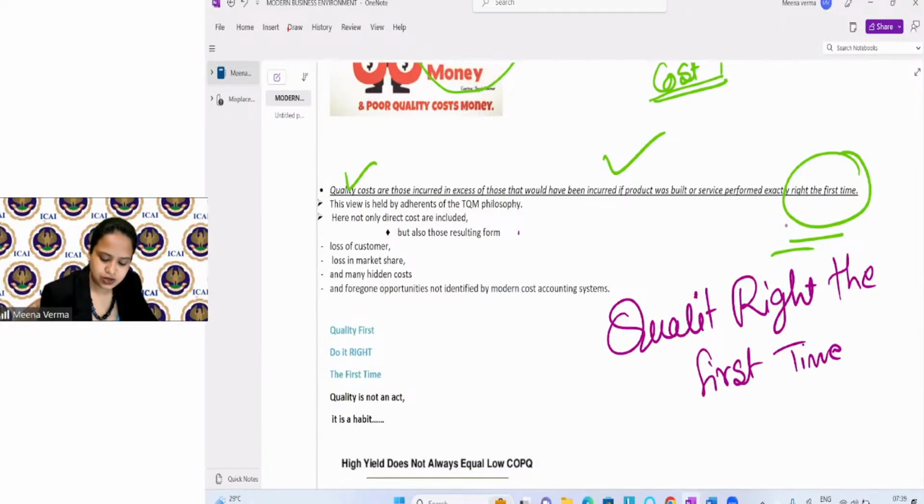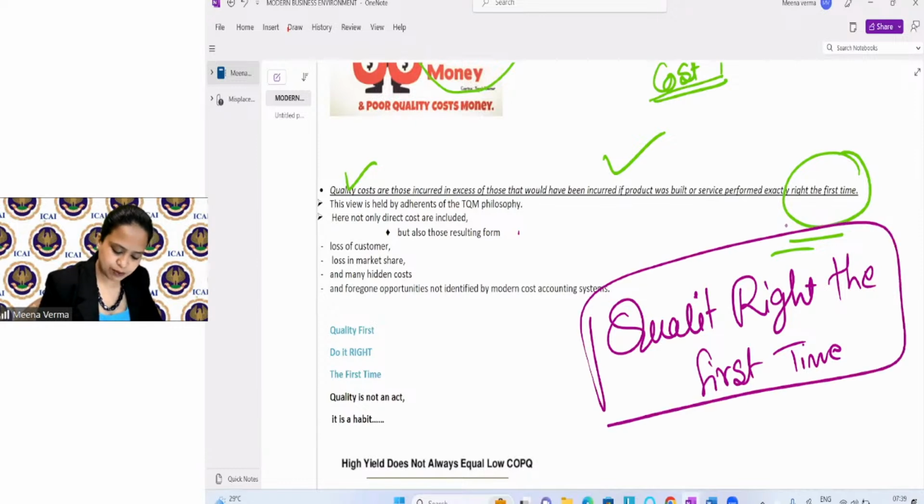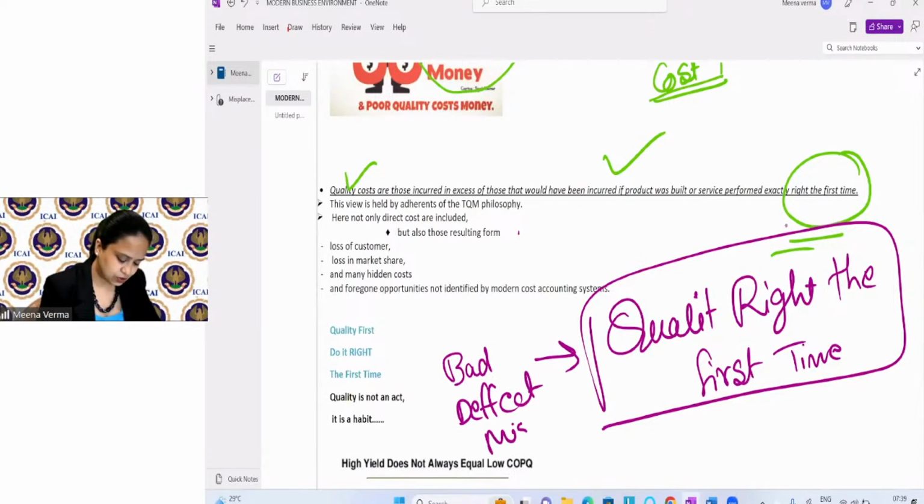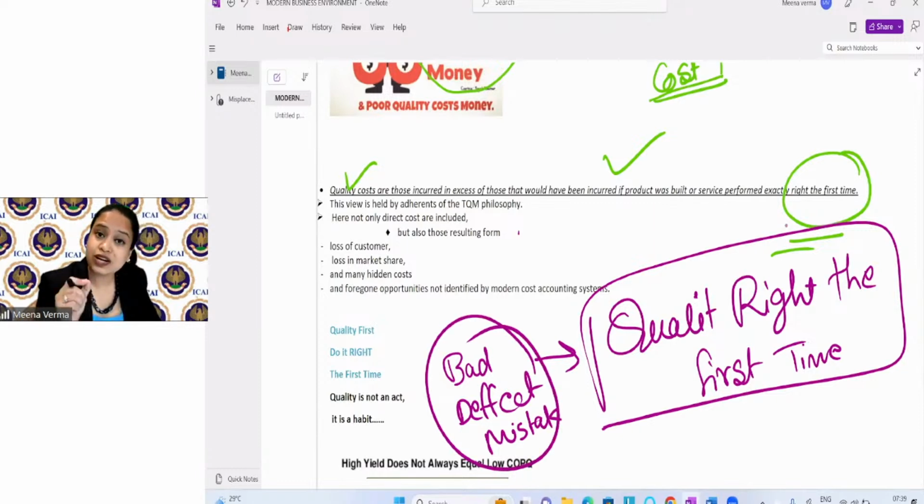So whenever you are planning, try to produce the quality product right the first time. Don't produce the bad quality product, don't produce the defective units. Don't produce the mistakes. Don't allow any mistake in the company. Do it right the first time. You are always producing the quality product right the first time. You're not at all allowing the mistakes, and not at all allowing defective units.